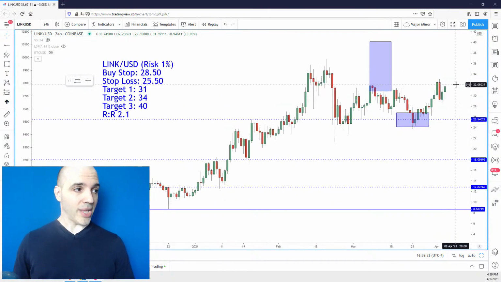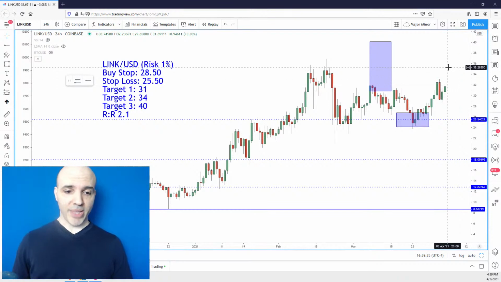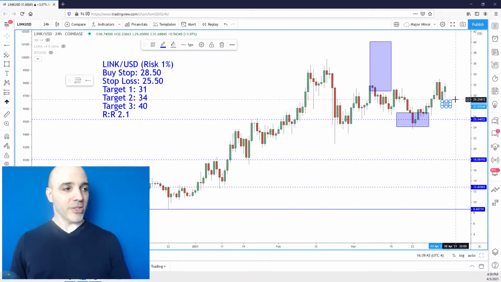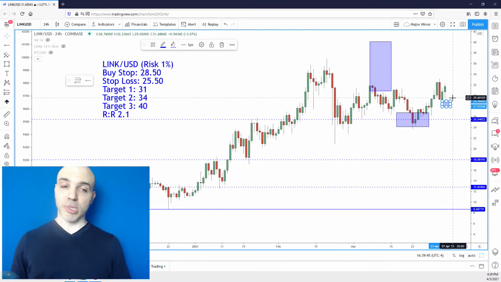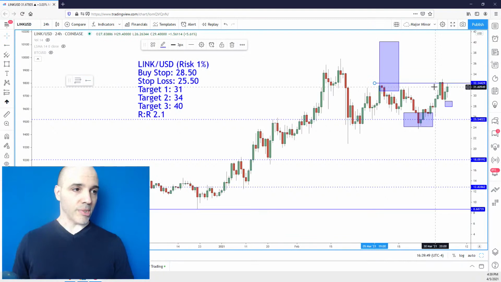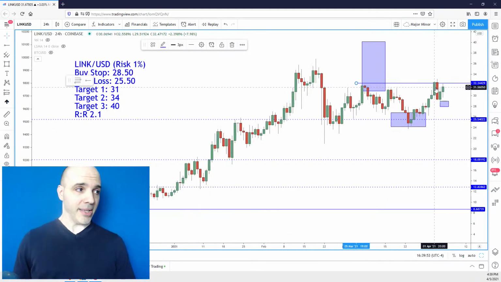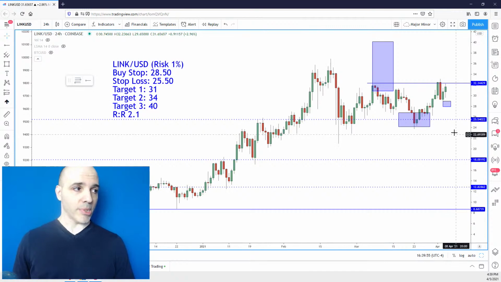Now, here's the thing. If you're in Chainlink, let this thing do its job. There's nothing to do here. You have a higher low, which looks similar to Bitcoin. I'd be anticipating the breakout. And the targets you can see on my chart, 34 and 40, are still in play if you're still in this thing. I would still be expecting those if this trend stays intact.